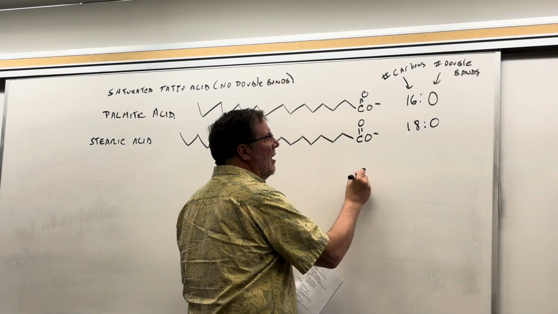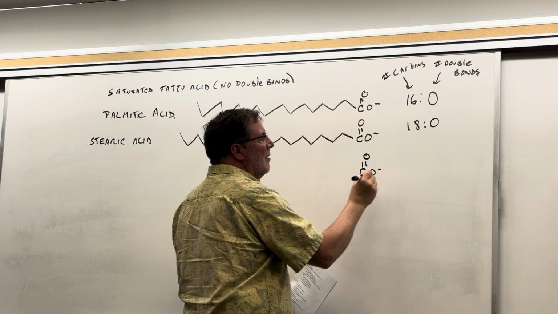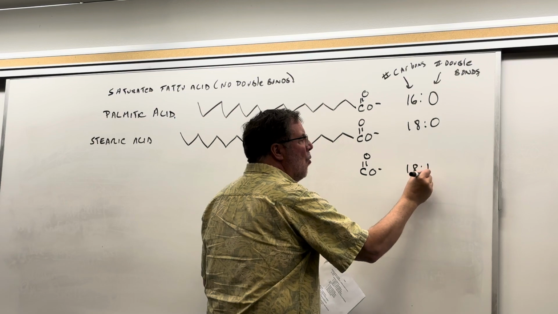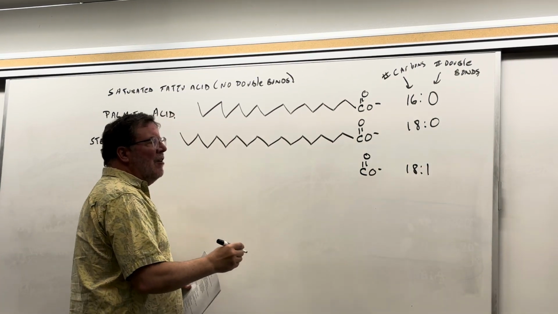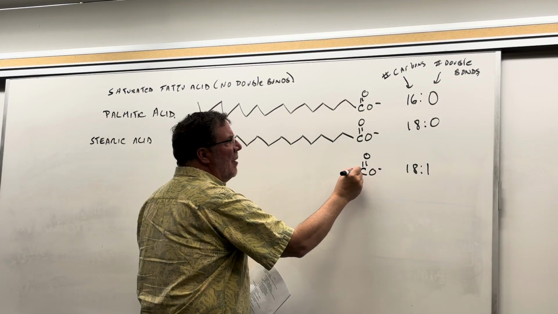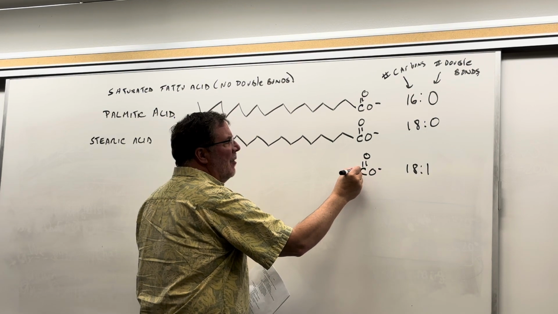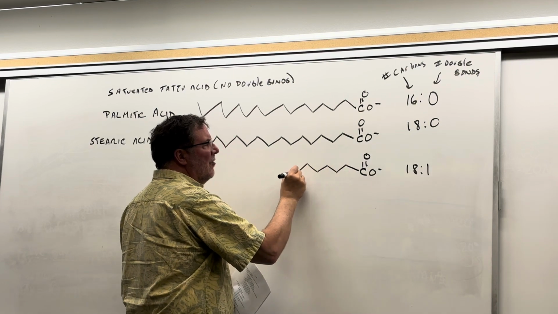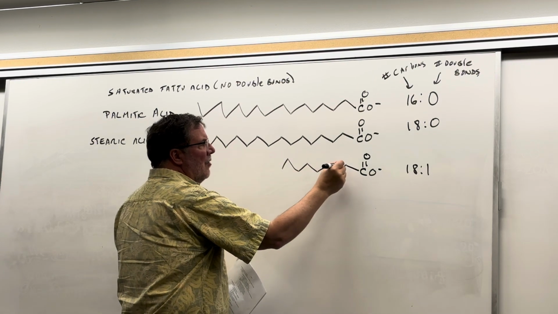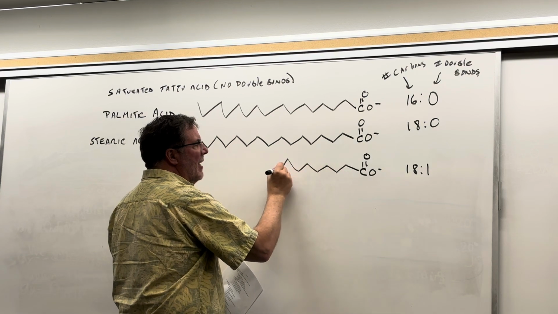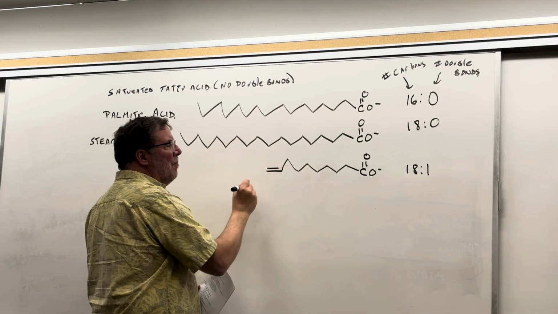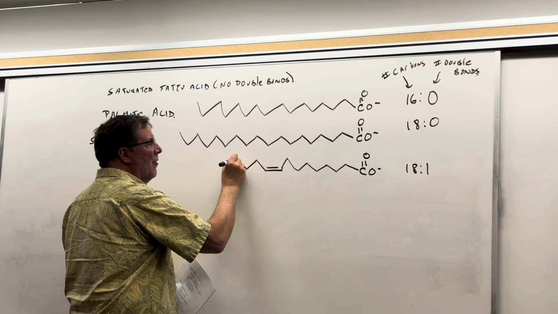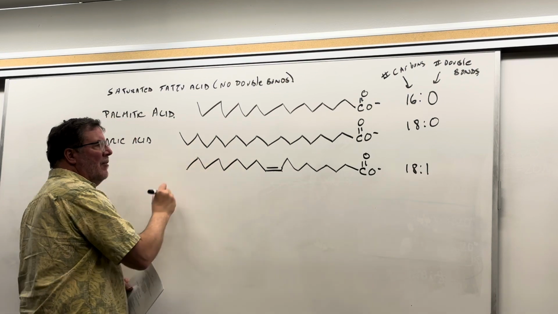All right, another really common one is 18:1. So it's 18 carbons with one double bond. Now where is that double bond? It's right in the middle, so it's at the number 9 position. So we go 2, 4, 6, 8, 9. Then there is a double bond. 9, 10, 11, 12, 13, 14, 15, 16, 17, 18.